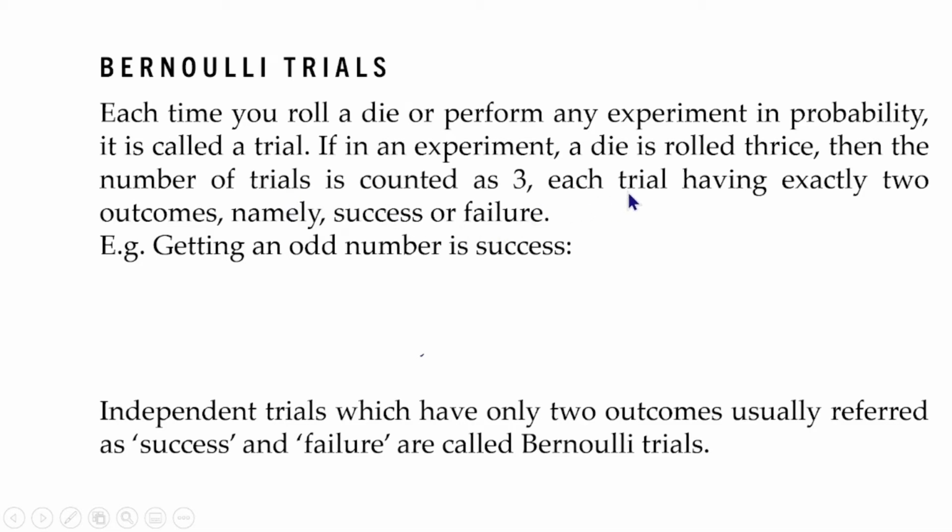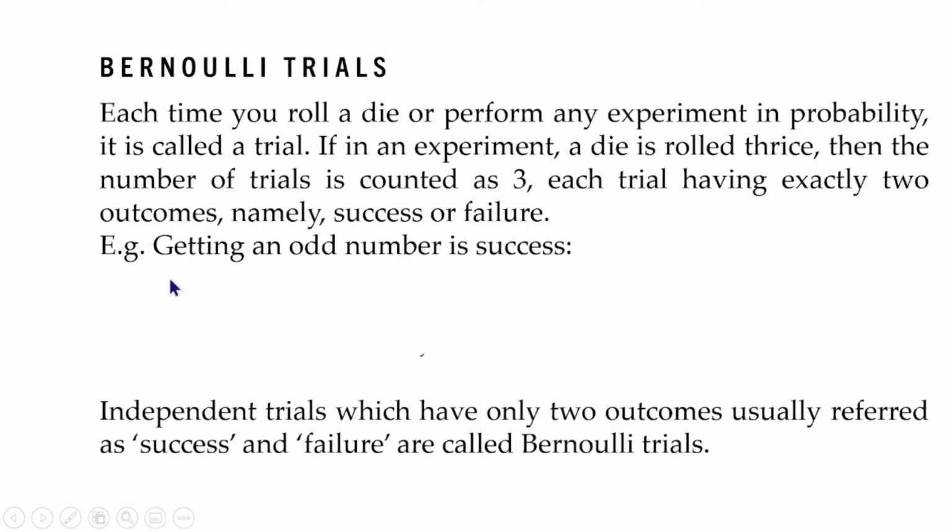And each trial has exactly 2 outcomes, namely success or failure. If in each trial we have exactly 2 outcomes, named success or failure, then such trials are called Bernoulli trials. Independent trials which have only 2 outcomes, usually referred to as success and failure, are called Bernoulli trials.